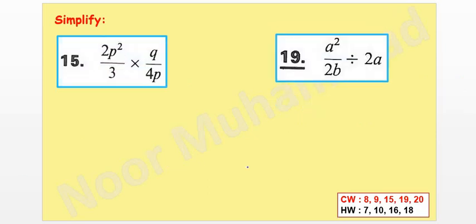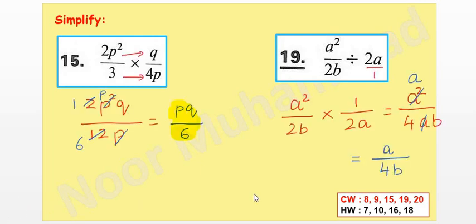Better pause the video here and solve these two questions on your own, and then play the video to check your answers. So here are the answers for both the questions. As you can see here, I multiplied them straight, the numerators with the numerator, denominator with the denominator. 2 and 12 could be simplified with 2. So 2 divided by 2 will be 1, and 12 divided by 2 will be 6.